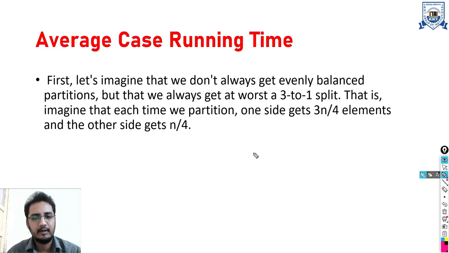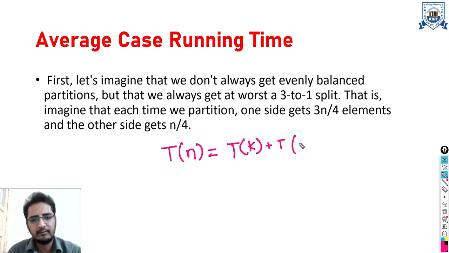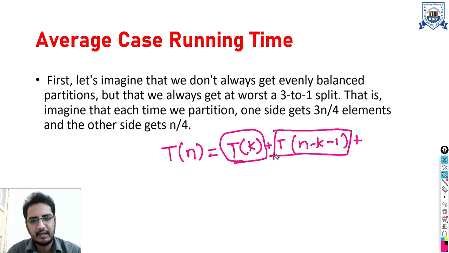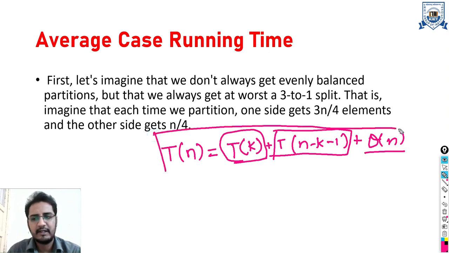Now let's see how to analyze the average case complexity of a quicksort. See, what you are doing, you have a problem of size T of n. You are dividing the problem into two sizes, that is T of k and T of n minus k minus 1. Okay, this is your problem on the left hand side, say, and this is your problem on the right hand side, and you are doing partition, which is going to take theta of n time. So this is your general relation for the recurrence of a quicksort.